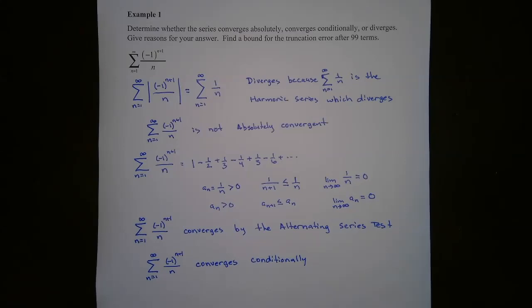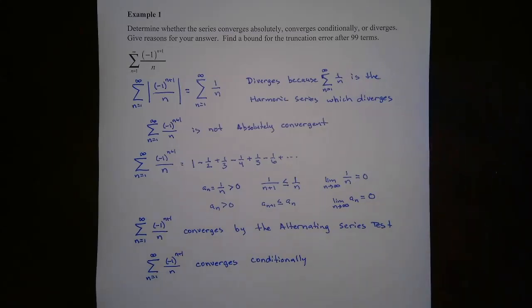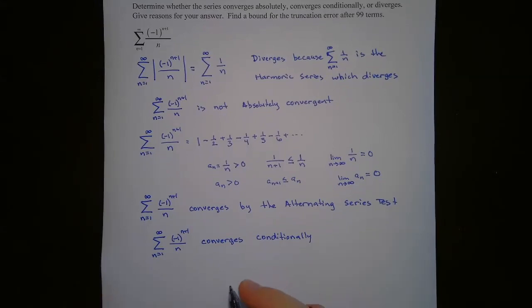Now we want to find the bound for the truncation error after 99 terms. Since it's an alternating series, we can find the error after 99 terms. So this would be r sub 99 of x. We're going to use 99 terms. And what do we know about that? That's going to have to be less than or equal to a sub 100.